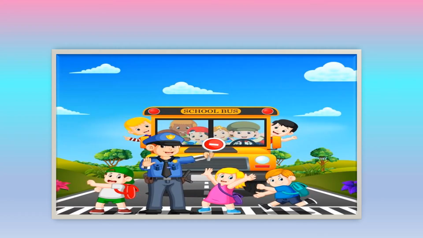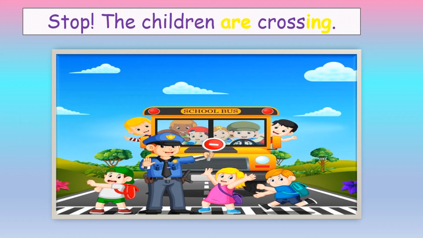Okay, what are the children doing? Stop! The children are crossing the road. So stop is a keyword, the children is the subject, are verb to be, and then the action verb cross and we add ing at the end. Let's move.